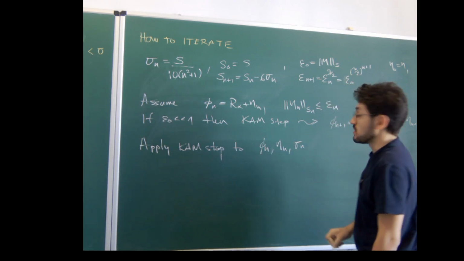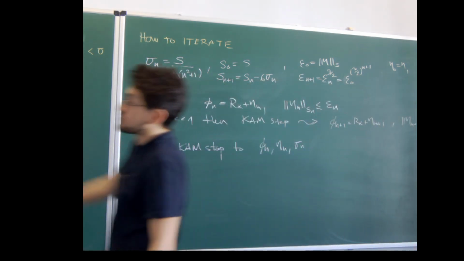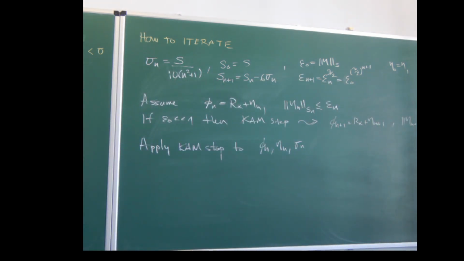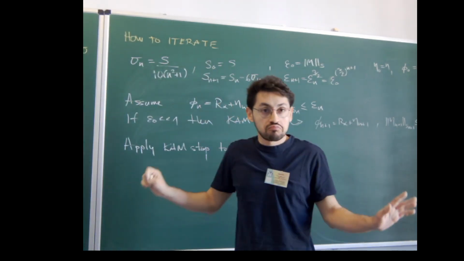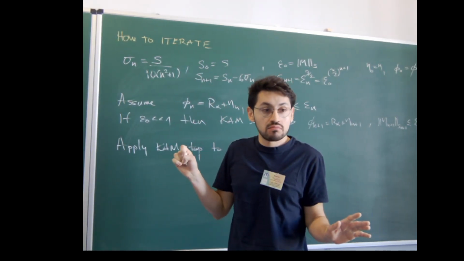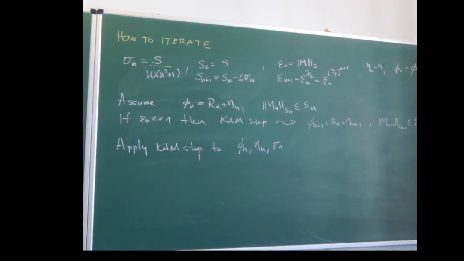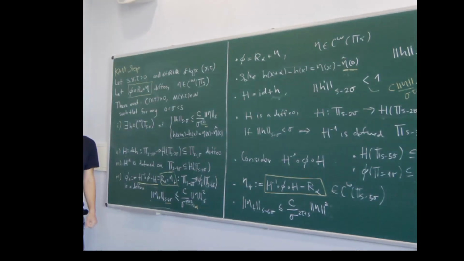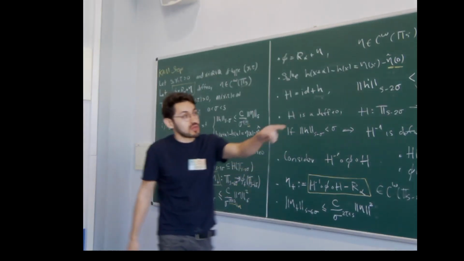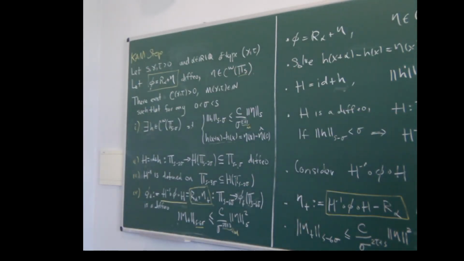With this sigma n, I'm just putting n in everything I had here, and I can apply my KAM step. Okay? Does everyone agree with that? A comment that I never made, but is important, is that all of these maps I obtain as conjugations of my initial one. So all of them have the same rotation number. So this assumption that we have here is always the same.